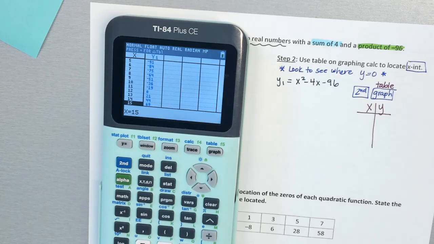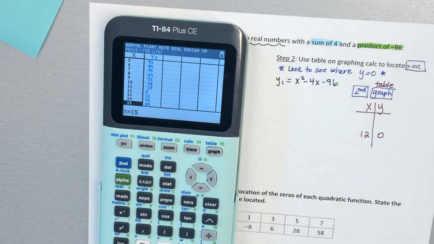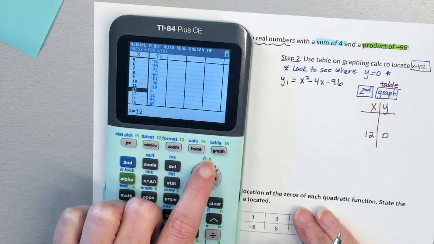All right, so where's one of the zeros? Did you guys find it? Yep. Okay, so which one did you guys find first? The 12? Okay, so if you found the 12 first, that's what I have up here on my screen, the 12, 0. Remember, you know the sum is 4. So what could you add to 12 to get 4? Negative 8. So we can just verify that.